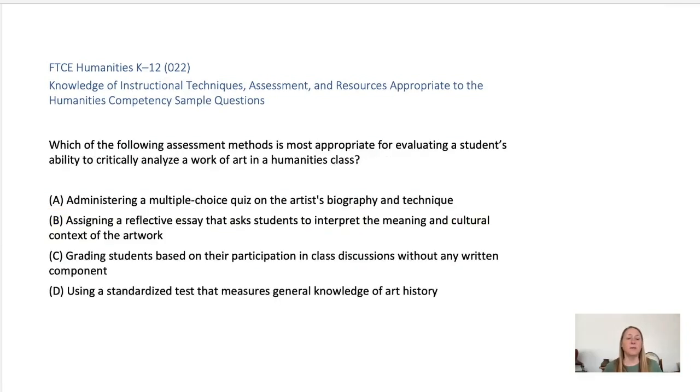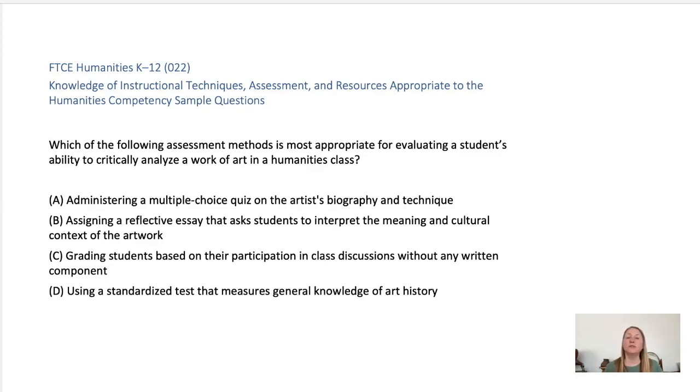Which of the following assessment methods is most appropriate for evaluating a student's ability to critically analyze a work of art in a humanities class? A, administering a multiple-choice quiz on the artist's biography and technique. B, assigning a reflective essay that asks students to interpret the meaning and cultural context of the artwork. C, grading students based on their participation in class discussions without any written component. Or D, using a standardized test that measures general knowledge of art history.